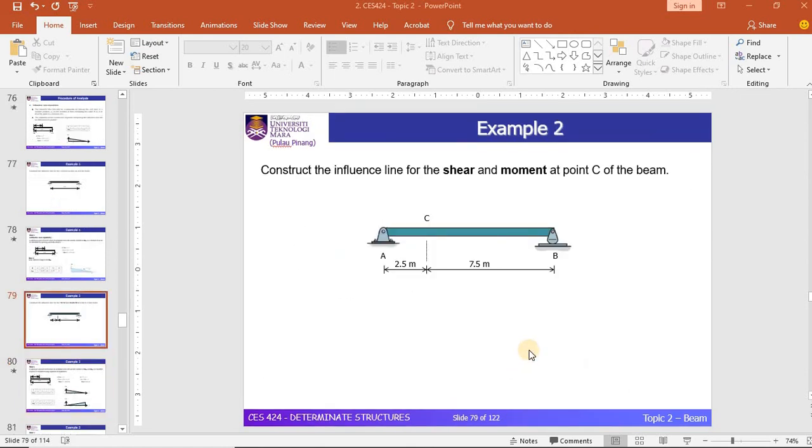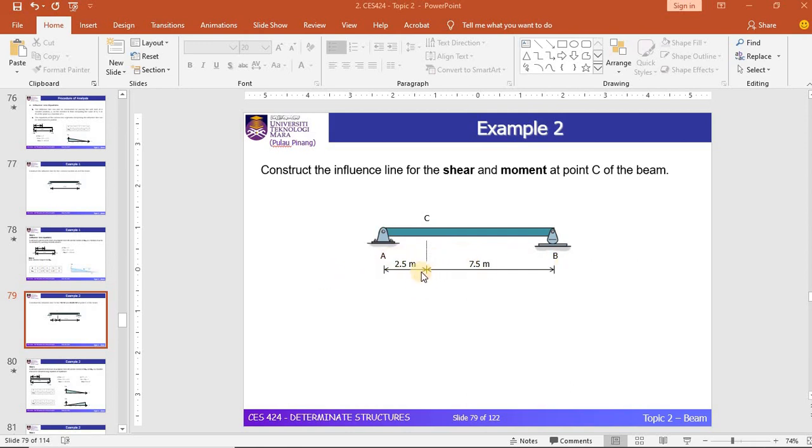So let's move to example 2. In example 1, the example has demonstrated how we can develop the ILD at support. In example 2, we will construct the influence line for the shear and moment at point C of the beam. Basically you can develop any equation of shear and moment. In other words, you can develop any ILD diagram for the shear and moment along the beam.